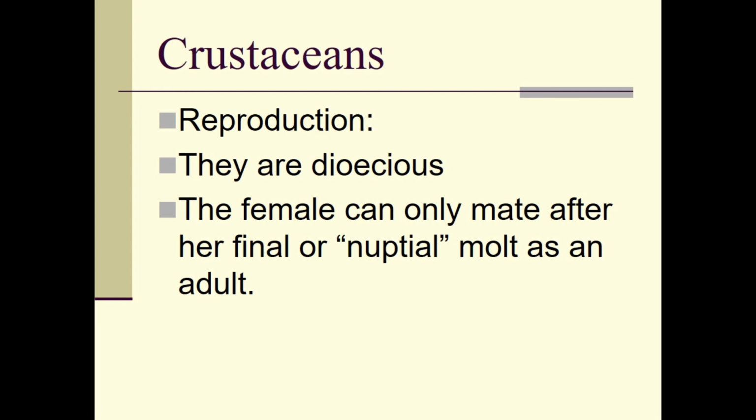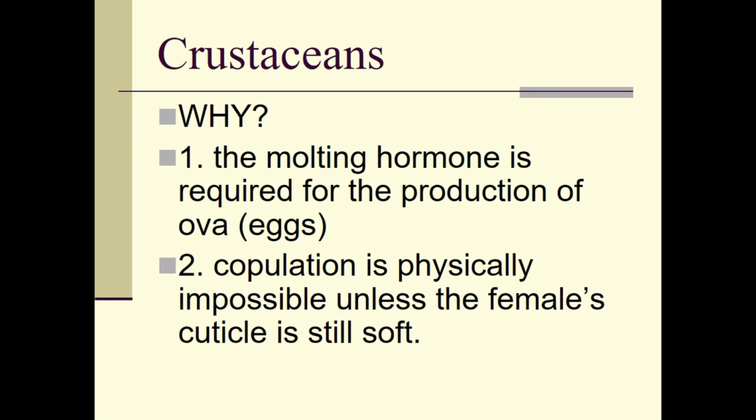Reproduction. We talked a little bit about the swimmerets that the males use to deposit sperm into the females. They are dioecious, which means they have male and female. They are not hermaphrodites the way the earthworm was. The female can only mate after her final or nuptial molt as an adult. So she is only able to mate after she has that molt. After that, when she molts and that new exoskeleton hardens up, she cannot mate. So she puts off a pheromone when she molts, so the males know that she will be ready, and that's how they are able to reproduce.